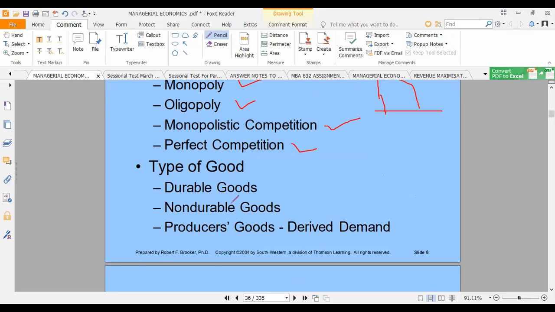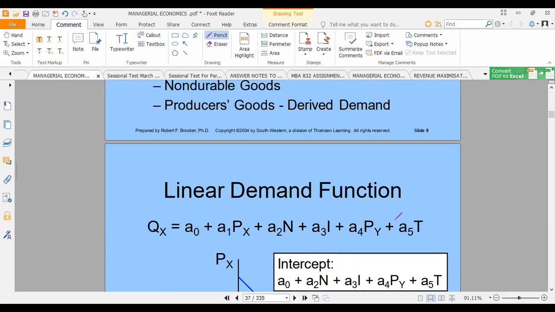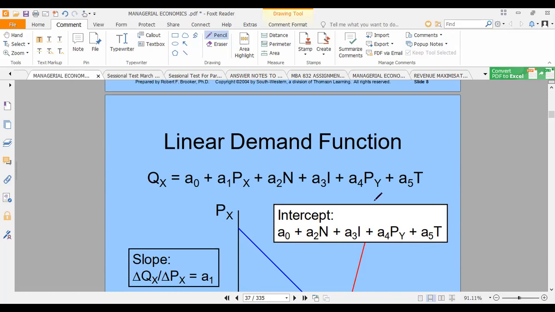So we have the following kinds of goods. We have what we call durable goods, non-durable goods, producer goods, complementary and substitute goods. We also have public goods and merit goods. And so these types of goods are what form the demand for the market.